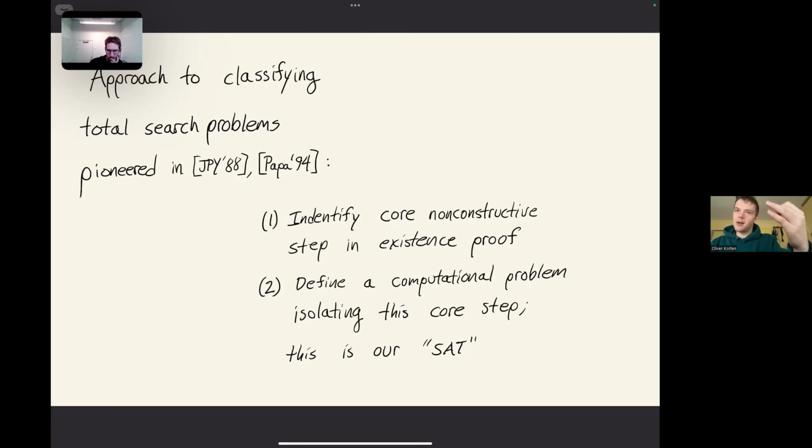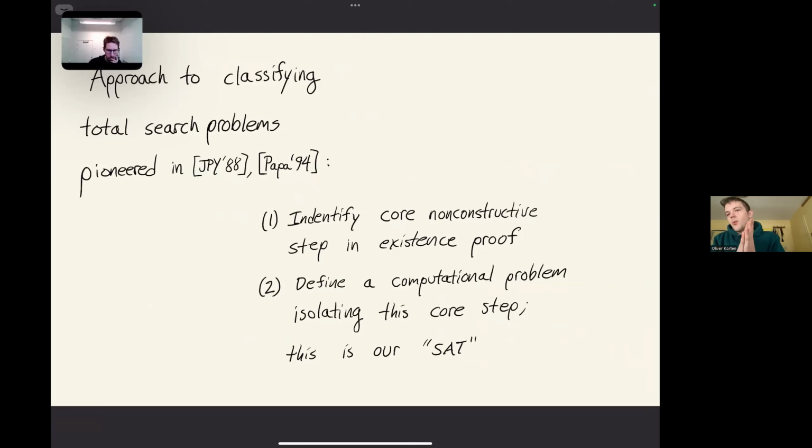So sorry, let me back up a little bit. When it's total, that means that for every instance, there's always a solution. And typically this is shown by some theorem. Like in the example of explicit construction problems, the fact that there's always a good object is shown by some probabilistic method proof. In general, there's some usually non-constructive proof which shows that every instance has a solution.